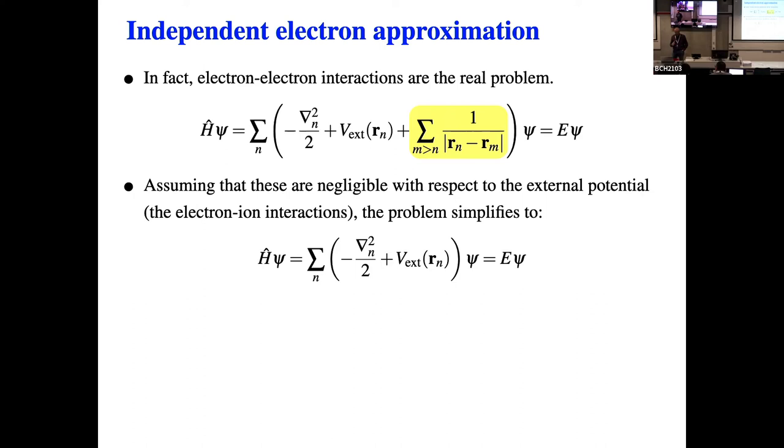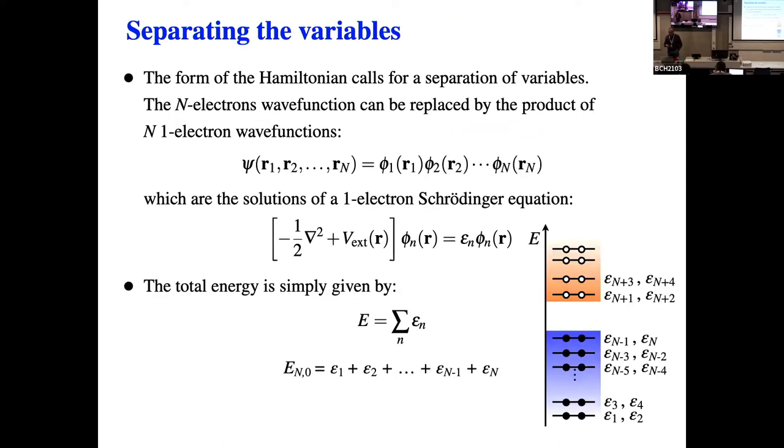Because in that case, we have a system of non-interacting electrons, so each of them is interacting with the potential that is due to the nuclei, but they are not interacting among themselves. As a result, we can make a separation of the problem. We can write the many-body wave function as a product of one-particle wave functions. So the wave function psi that depends on r1 up to rn is just the product of phi 1 of r1 up to phi n of rn.